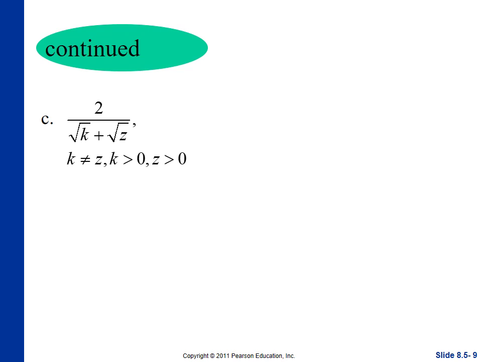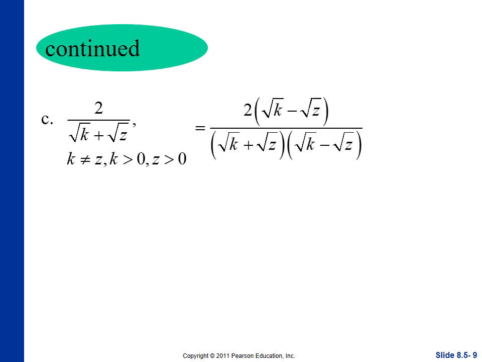Okay, so for our next, we've got 2 over the square root of k plus the square root of z, where k does not equal z, and k is greater than 0, and z is greater than 0. Again, multiplying by the conjugate would be the square root of k minus the square root of z. So we're going to multiply through, and you have 2 times the quantity square root of k minus square root of z over k minus z.